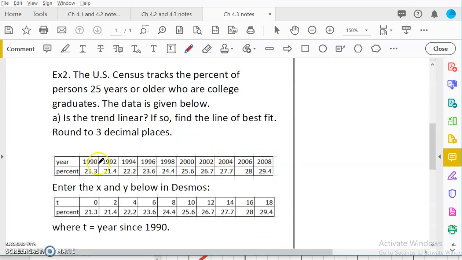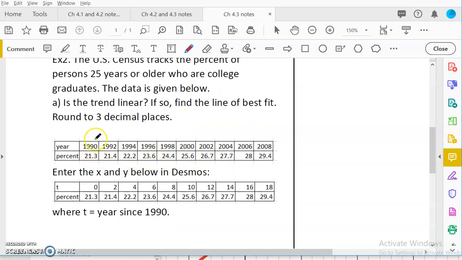And in every year. So in 1990, 1992, 1994, up to 2008, they are tracking how many percentage are college graduate. So is this trend linear? If so, find the line of best fit, round to 3 decimal places. So now it is very tempting to put 1990 actually into X, and then this is into Y. Now this is a percent. You do not need to change it back into decimal. This is good enough. But you do not want to use a big year.